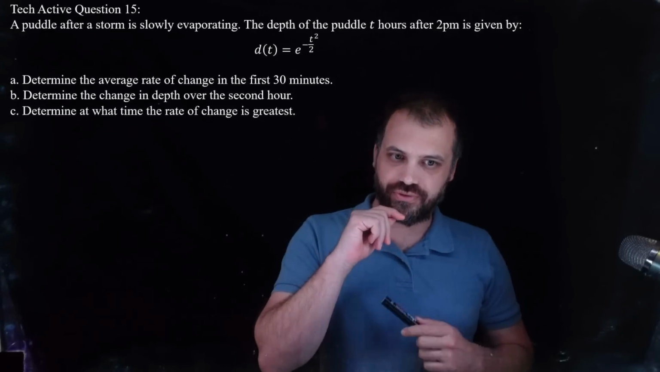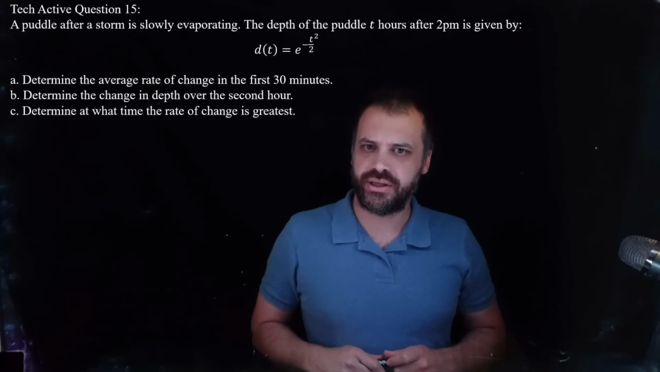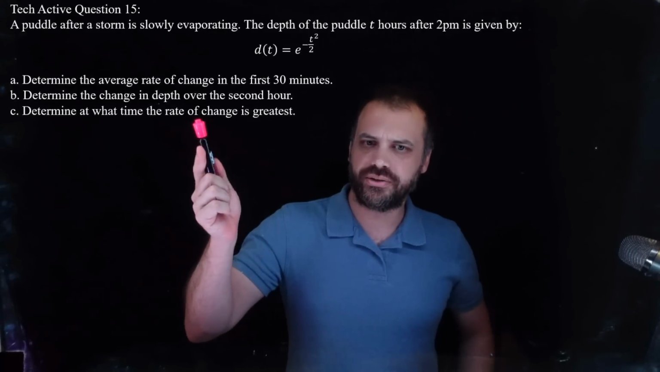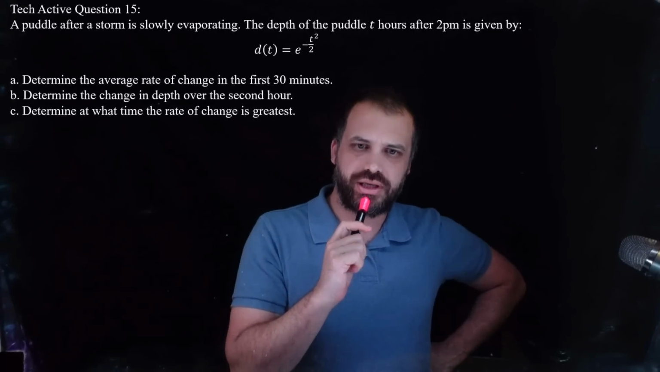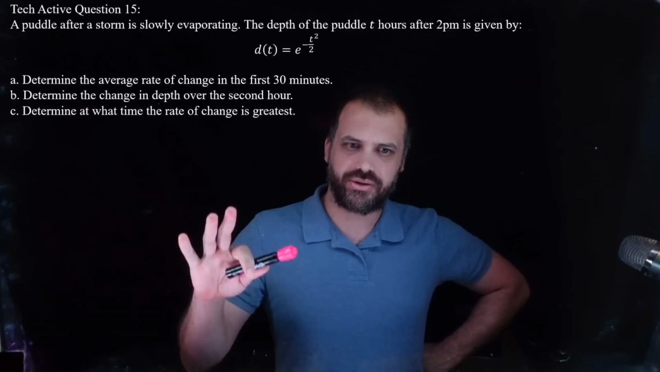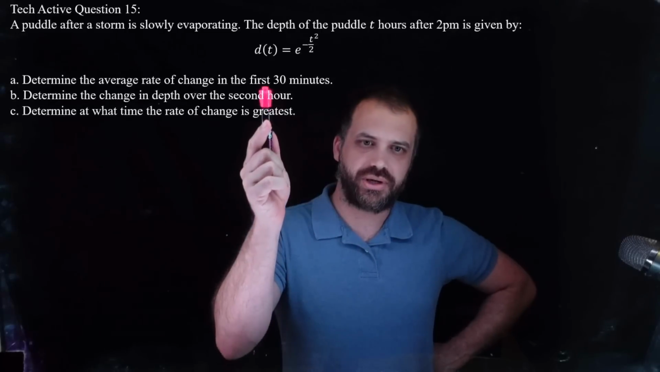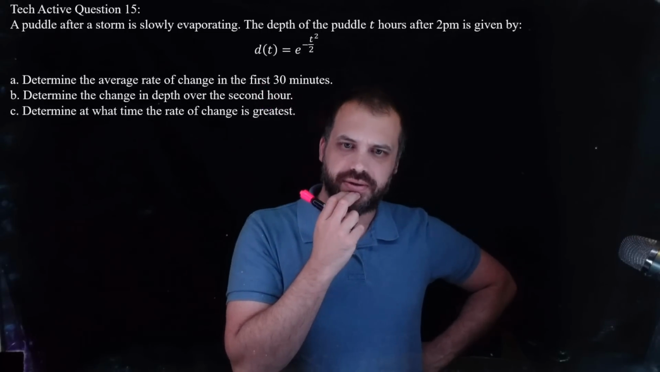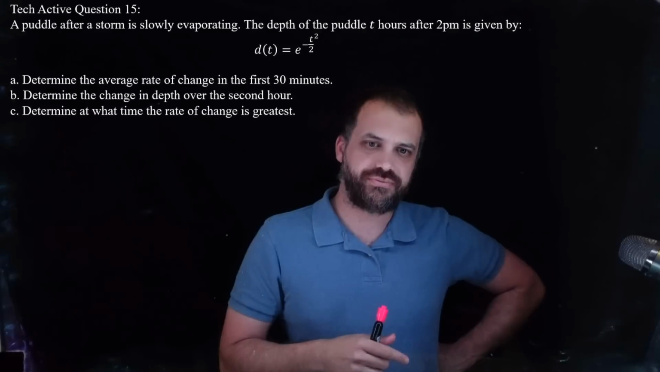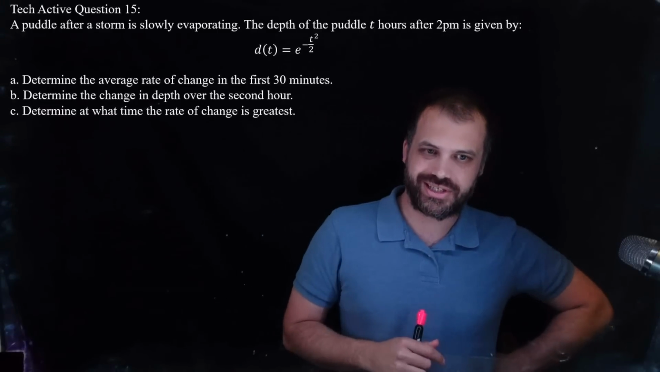Okay, so question 15, have a try, see how you go. All right, so a puddle after a storm is slowly evaporating. So we've got a puddle here and the water's going away. The depth of the puddle after 2 p.m. is given by this function here. Okay, determine the average rate of change in the first 30 minutes.